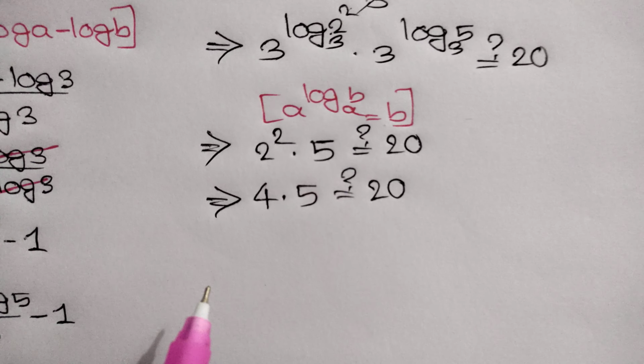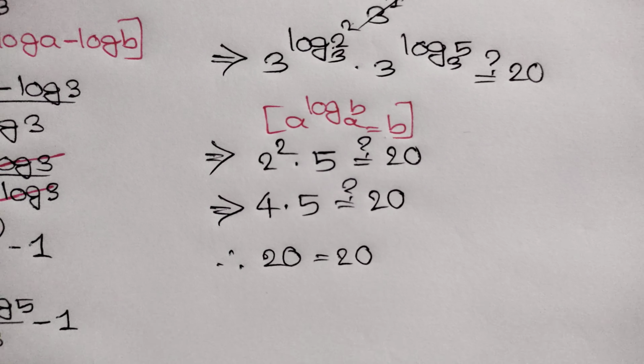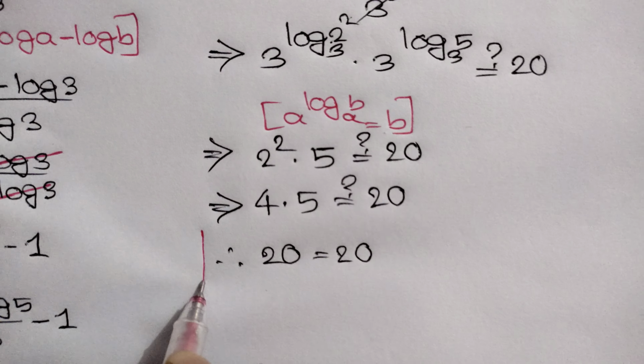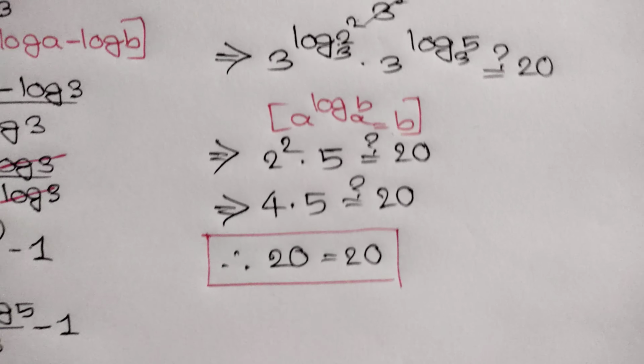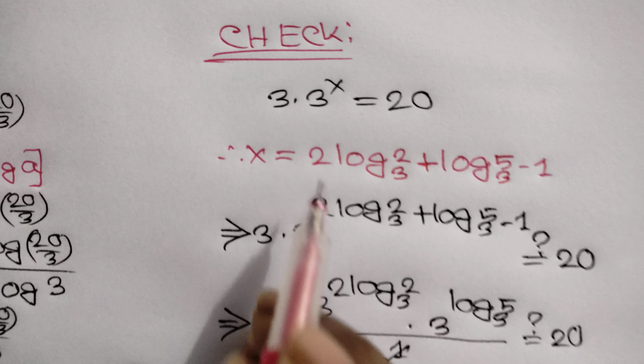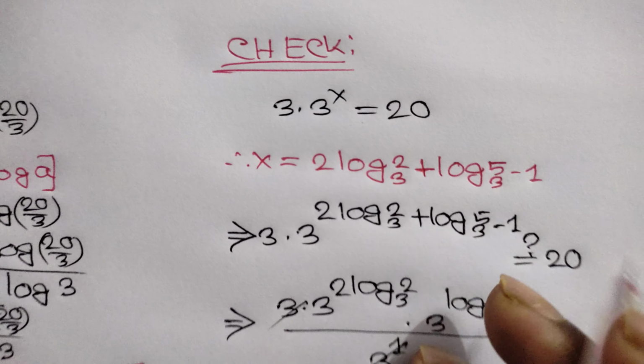Now we know that 4 times 5 is equal to 20, so we can write 20 is equal to 20, so left hand side is equal to right hand side. So our final value of x is equal to 2 times log of 2 base 3 plus log of 5 base 3 minus 1.